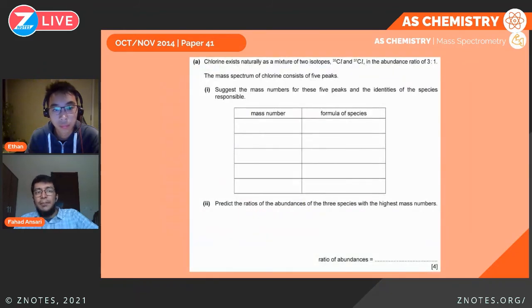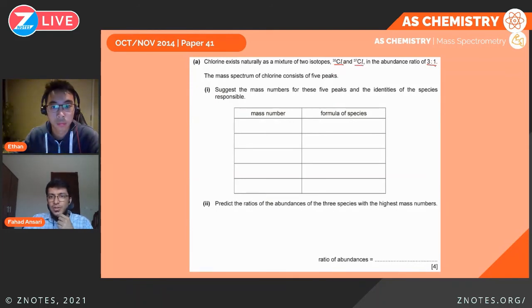Next. Chlorine exists naturally as a mixture of two isotopes, 35 and 37, in the abundance ratio of 3:1. The mass spectrum of chlorine consists of 5 peaks. Suggest the mass numbers for these 5 peaks and the identities of the species responsible. Now, chlorine, remember, is diatomic. It's a diatomic molecule. It's a halogen. So it's going to be Cl2, right? Now these Cl2s can be different, right? I'm going to write them down over here.